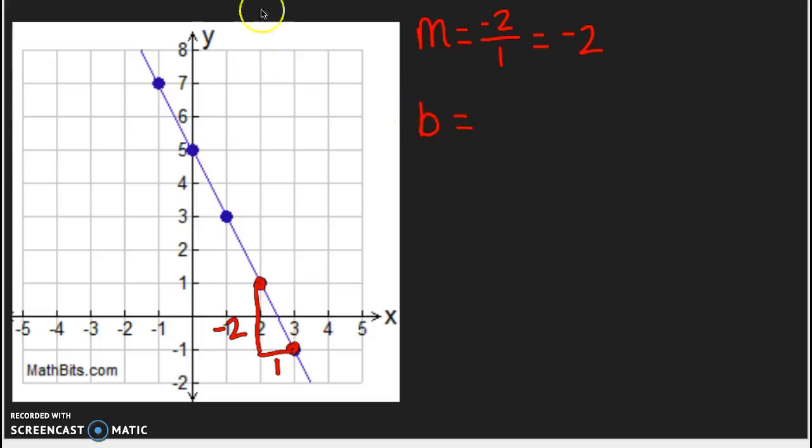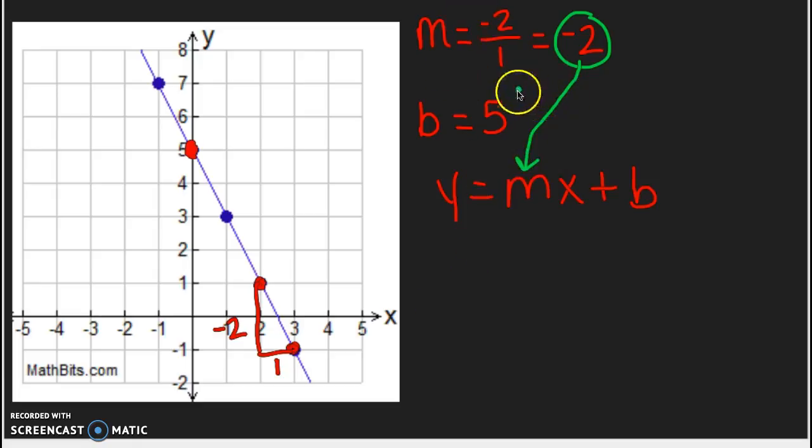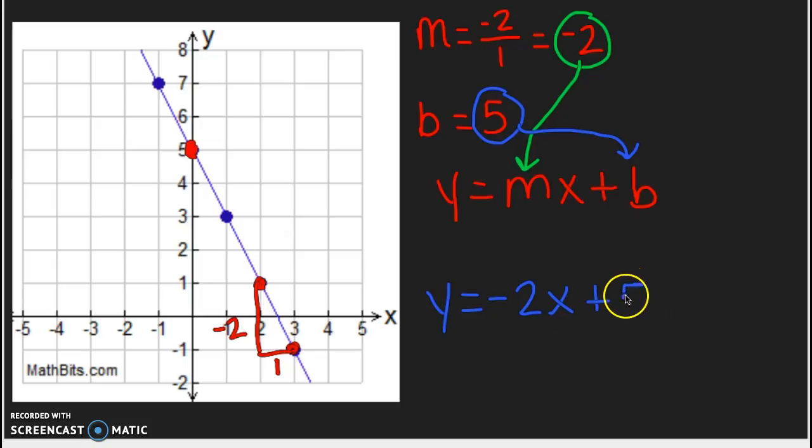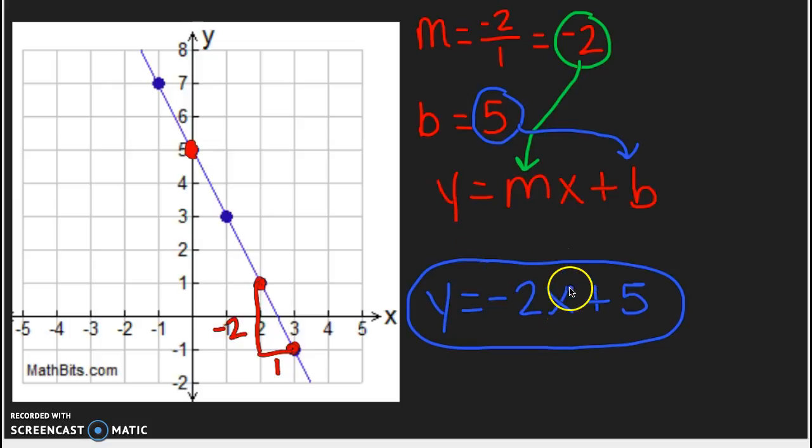Okay, my y-intercept, where does this line cross the y-axis? It's going to cross right up here at 5. So then all we have to do is plug these two numbers into this formula. So my negative 2, my slope, I'm going to plug that in for the m, and my 5, I'm going to plug that in for the b. So my answer is y equals negative 2x plus 5. Okay, from what I've seen, it can be kind of easy to leave off your x in your equation, so don't forget your x. Make sure you keep it right there with the slope.